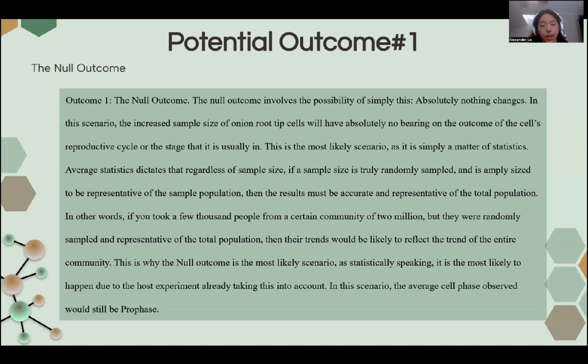this into account. Now, in this scenario, we would observe that the most frequent and therefore the longest cell phase would still be prophase.